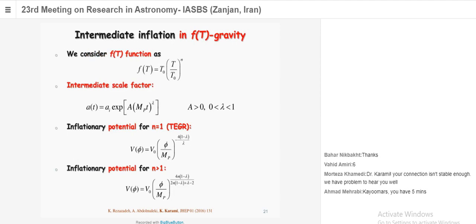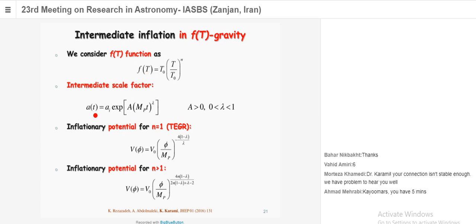Another important example which we can examine its viability in FT gravity is intermediate inflation. Intermediate inflation means that the scale factor should behave as the exponential function of t to the power of lambda. Here, A and lambda are two constant parameters. A should be positive, and lambda takes place between 0 and 1. Once again, we consider a power law function of T for our FT gravity.